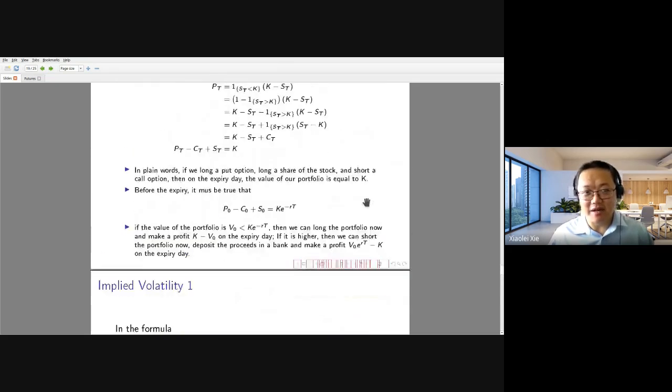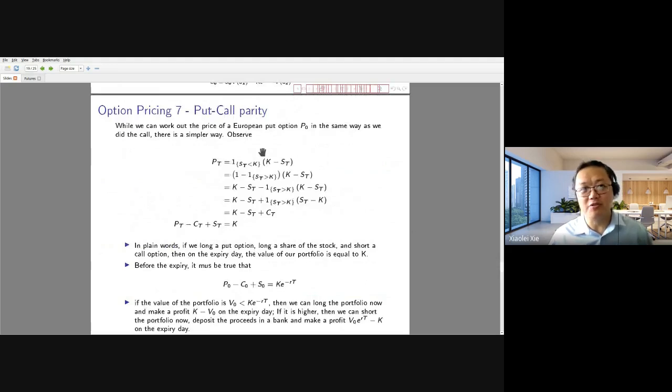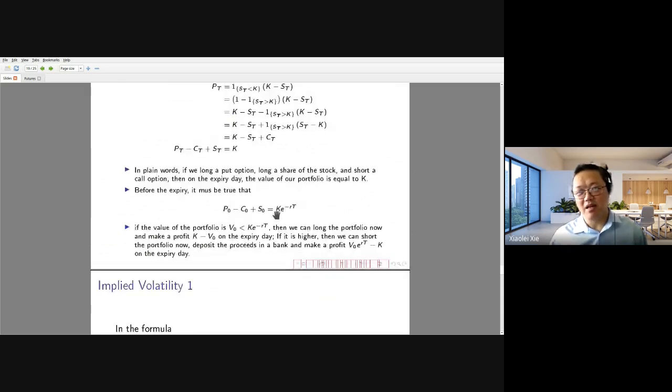Okay, I think the calculation of the European put option is done in pretty much the same way. And if you carry through the calculations, you will realize that there's a relation between the price of the call option and the price of the put option. You can also argue in a slightly different way to get the European put option price in terms of the stock price and the call option price. Okay, I'm running out of time, so I will just stop here.